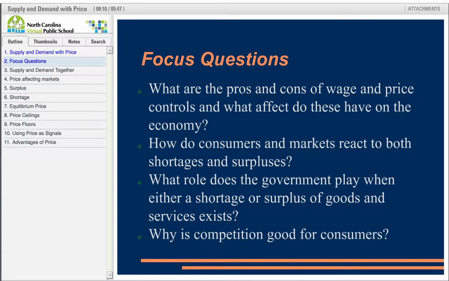Here are some focus questions to think about. 1. What are the pros and cons of wage and price controls, and what effect do these have on the economy? 2. How do consumers and markets react to both shortages and surpluses? 3. What role does the government play when either a shortage or surplus of goods and services exists? 4. Why is competition good for consumers?